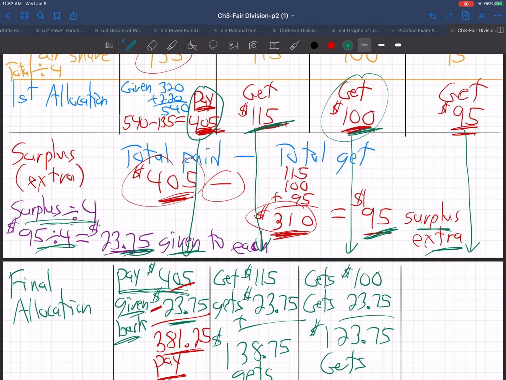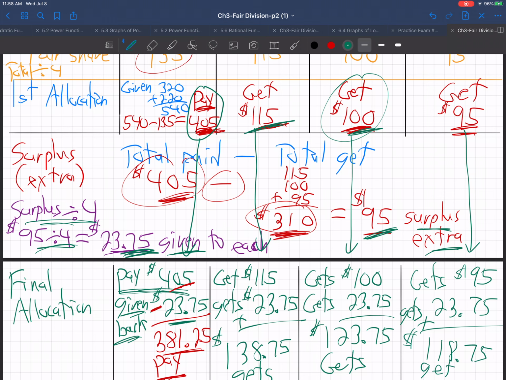And then finally D, he gets at first $95, and then the surplus, the $23.75 he also gets. Add those up for his total. What's that going to be? $23.75 plus the $95. He gets $118.75. And that's the final allocation after the extra money, the surplus, is given back to each of them. There we go.